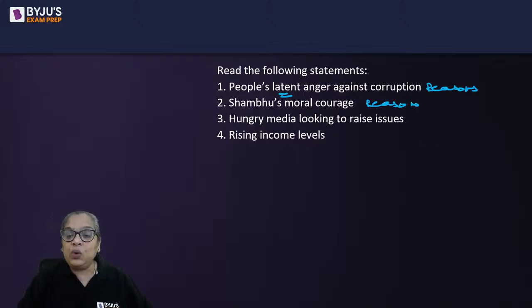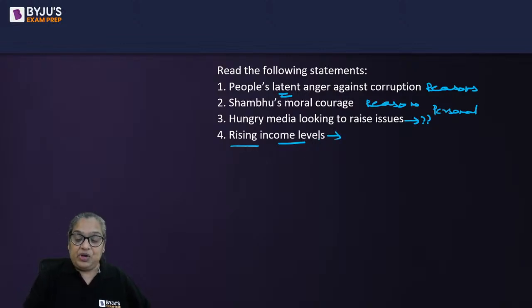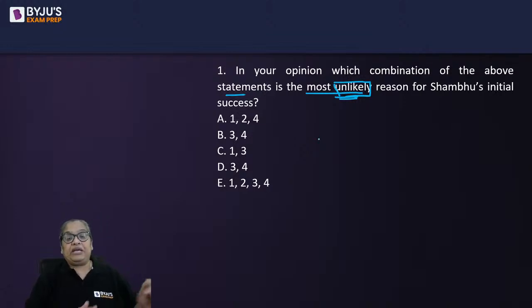Hungry media looking to raise issues, maybe. But his success, what is Shambhu's personal success got to do with it? Rising income levels, well, then they wouldn't protest against corruption, right? So, in your opinion, which combination of the above statements is the most unlikely reason for Shambhu's initial success?